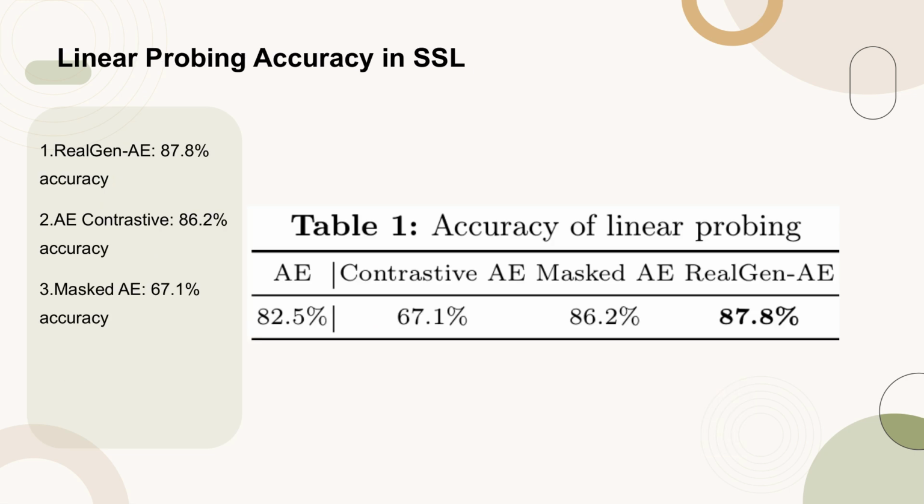Table 1 presents the accuracy results of linear probing on behavior embeddings generated by different autoencoder models. The RealGen A model achieved the highest accuracy at 87.8%, outperforming the AE contrastive model with 86.2% and the masked AE model with 67.1%. These results highlight the superior performance of the RealGen model in generating embeddings that are more accurately classified by a linear probe, indicating better representation quality in the context of self-supervised learning.